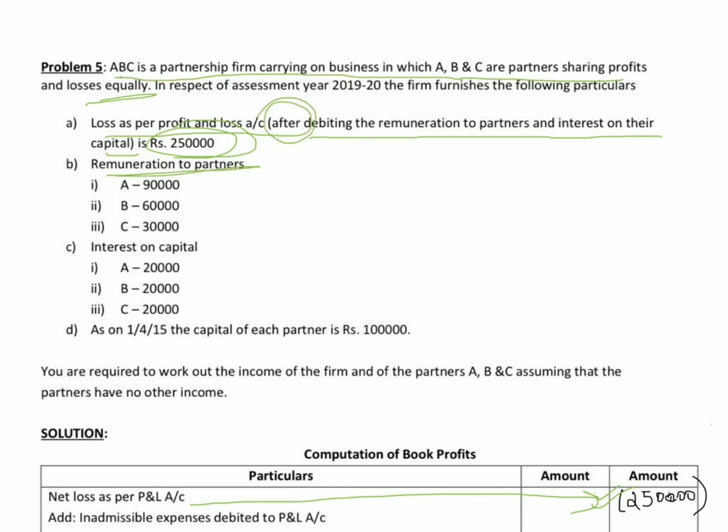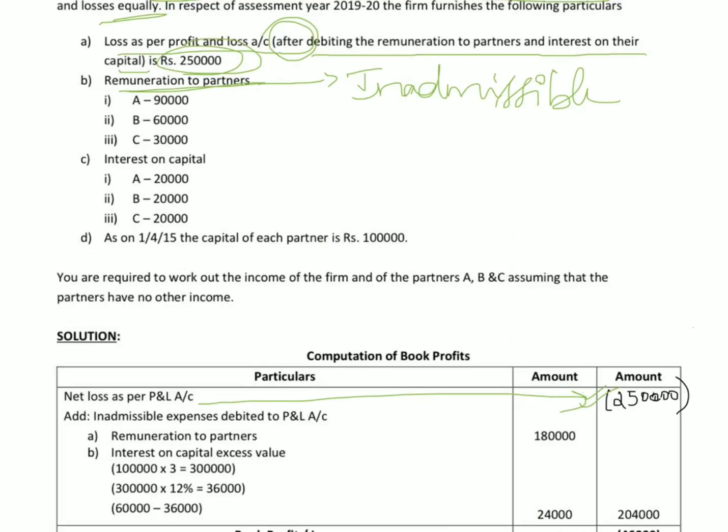The second point is remuneration to partners. As they have already stated, they have deducted the value after debiting. Now if they have deducted the remuneration, you already know it is an inadmissible expense to the partnership firm, and hence we have to add it back to the net profit. So remuneration to partners, partner A 90,000, partner B 60,000 and partner C 30,000, will be added back as inadmissible expense debited to profit and loss account. Adding 90,000 plus 60,000 plus 30,000 comes to 1,80,000.